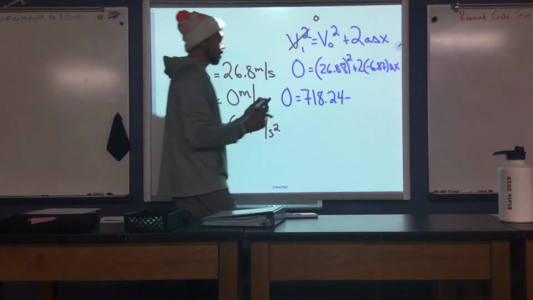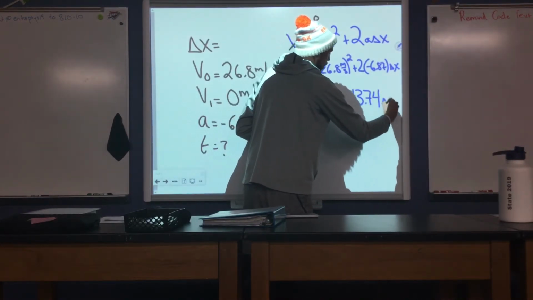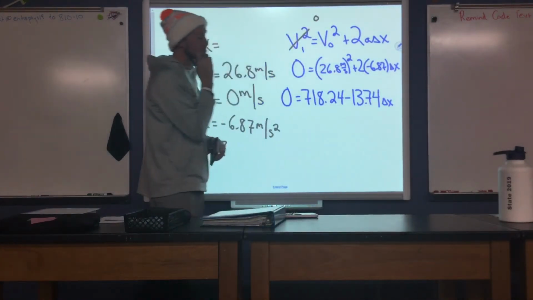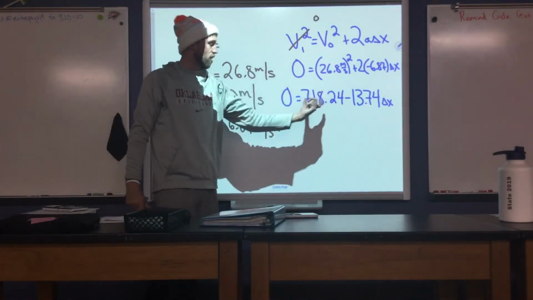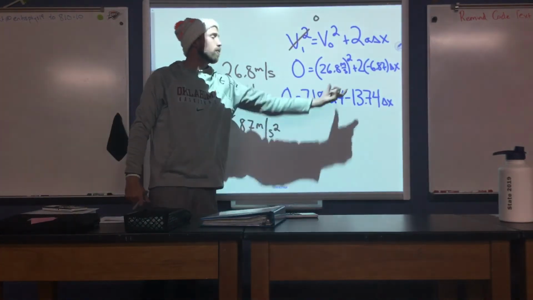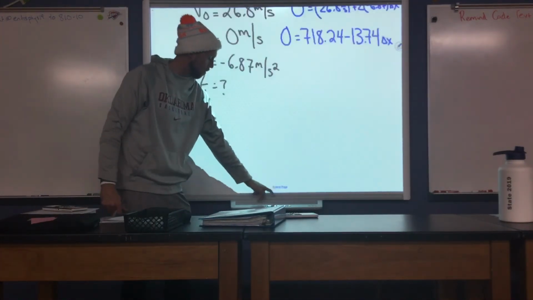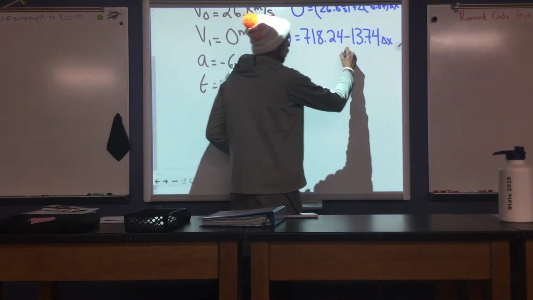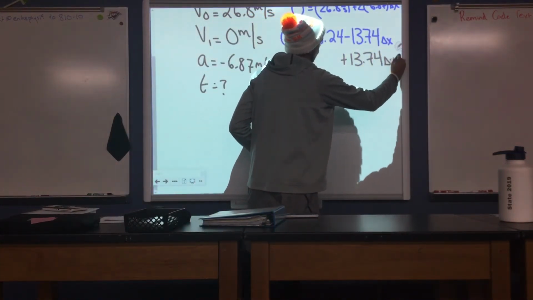13.74 times delta x. Now from here, there's really 2 things we can do. We can either move over the 718.24 or we can move over the 13.74 delta x. Either one. I'm going to go ahead and move over the 13.74 so that my numbers will remain positive.